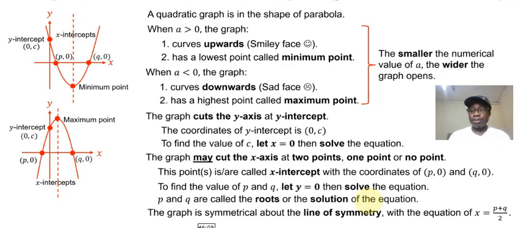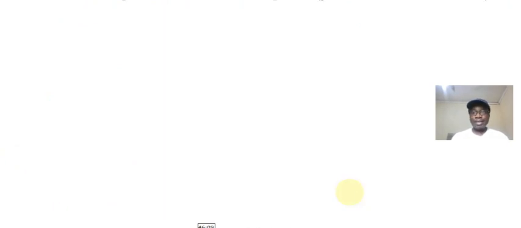In a line of symmetry, you can slice the curve into 2 equal halves. That line of symmetry can be found by looking for the x value, which is p plus q divided by 2. You take p and q, add those 2 and divide by 2. So let's do a sketch to see these properties at play.